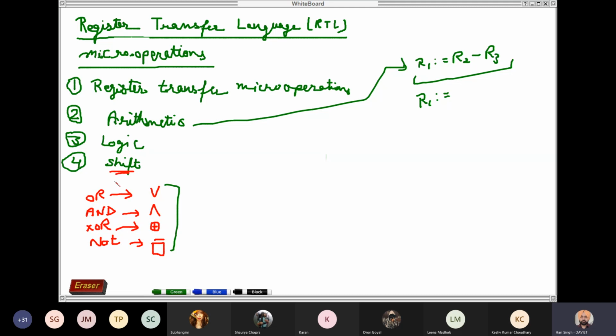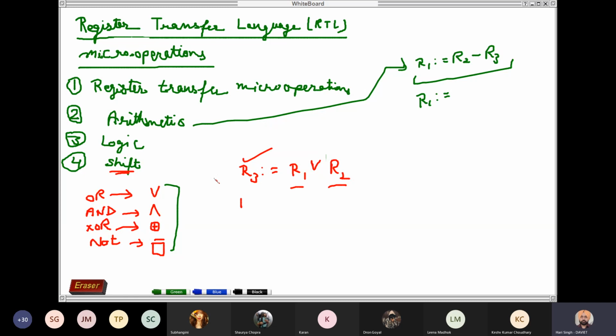For example, we have to perform OR operation between two registers. One is R1 and second is register R2. So logical OR operation is to be performed between these two registers. This operation is performed bit by bit. After performing the operation, the result is to be stored in R3. So its symbolic representation is R3 := R1, then the symbol of the operation. It is logical OR operation. So after performing logical operation between R1 and R2, the result will be placed at R3.